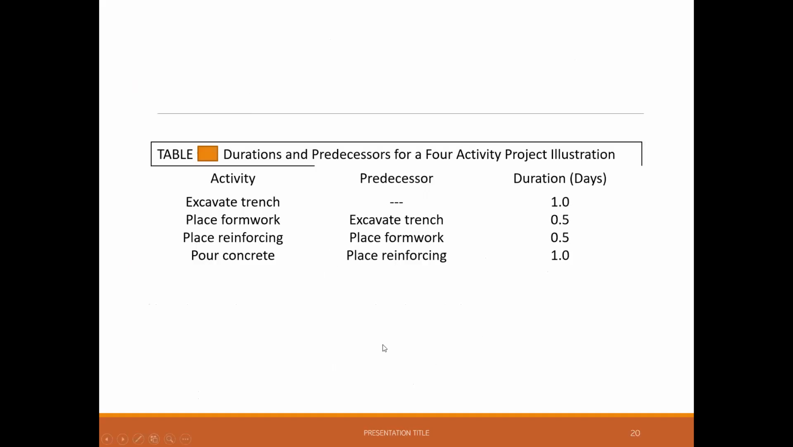So, like this, if this is an activity that should be completed in 3 days, any delay in this project will affect the 3 days, right? Say the placement of formwork has been delayed by 0.5 days, then the whole project will be delayed by 0.5 days. So this is how duration and predecessors are important while knowing the actual time estimate of the project.